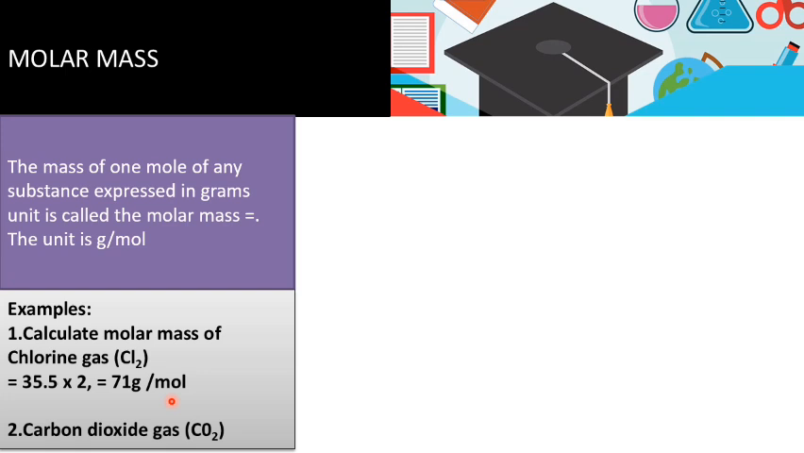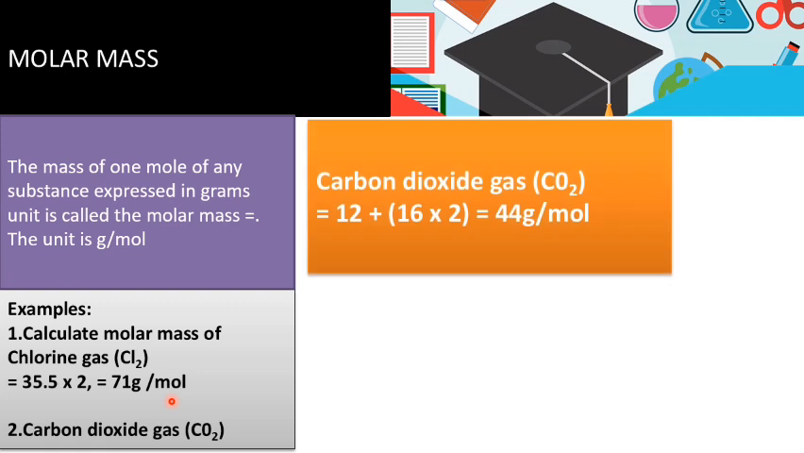Now try to calculate the molar mass for carbon dioxide gas, which is CO2. The relative atomic mass of carbon is 12 and oxygen is 16. Try to do that quickly. You can check the answer once you are done. So that's it, 44 gram per mole. If you didn't get this, try to check your steps again and see where you missed it.